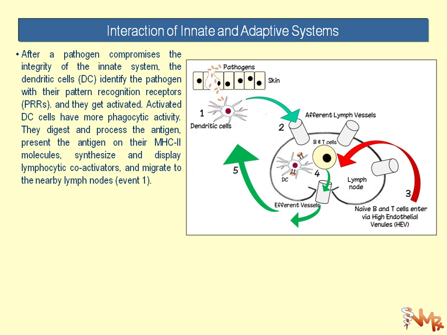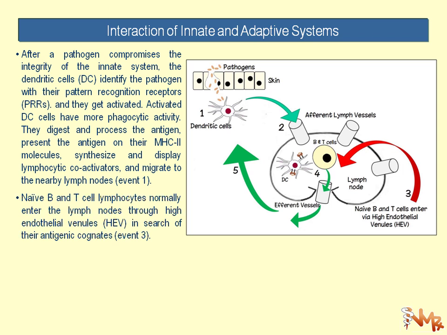Remember, dendritic cells are one of the three antigen processing cells, one of the three APC cells. Who were the other two? The other two were macrophages and B lymphocytes. So they present the antigen on their MHC2 molecules. They also synthesize and display lymphocytic coactivators, and those are the cytokines, as we're going to see shortly, and then they migrate to the nearby lymph nodes. This is the event that I've marked event number one for you in this diagram.